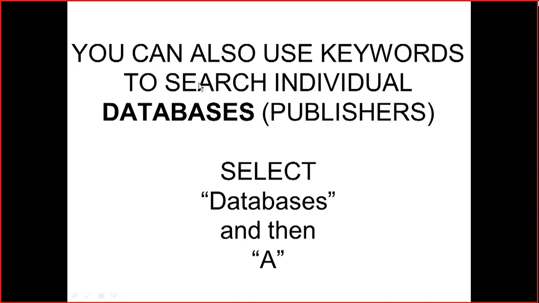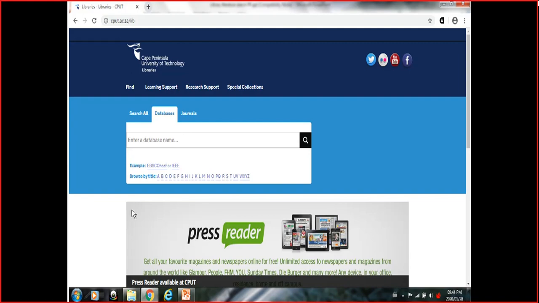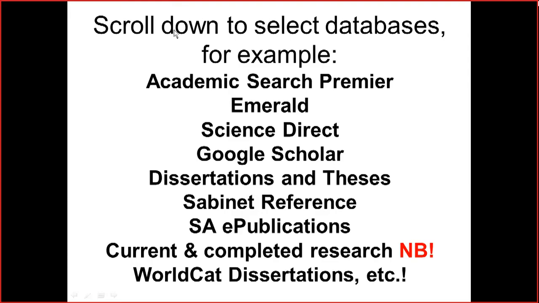Now you can use keywords to search for individual databases. So if you're in the CPUT library, you click databases, and now you can click this alphabetically. If you just click on A, then you can scroll down and click on various databases that you can use.